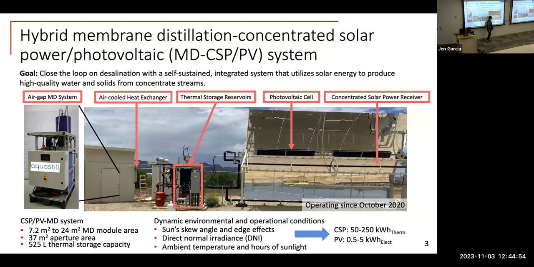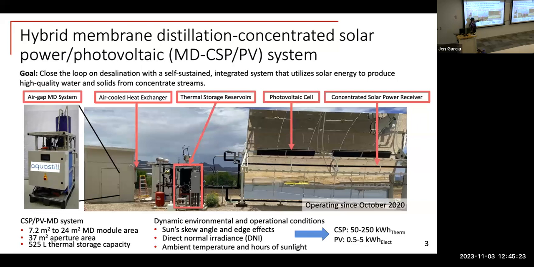PV is similar. We get about 0.5 to 5 kilowatt hours of electricity generated per day. So there's a lot of variability. We have thermal storage tanks to help create a thermal energy buffer for our system. And then we have another shed here where we have our membrane distillation system. So it's a challenge pairing the two systems.